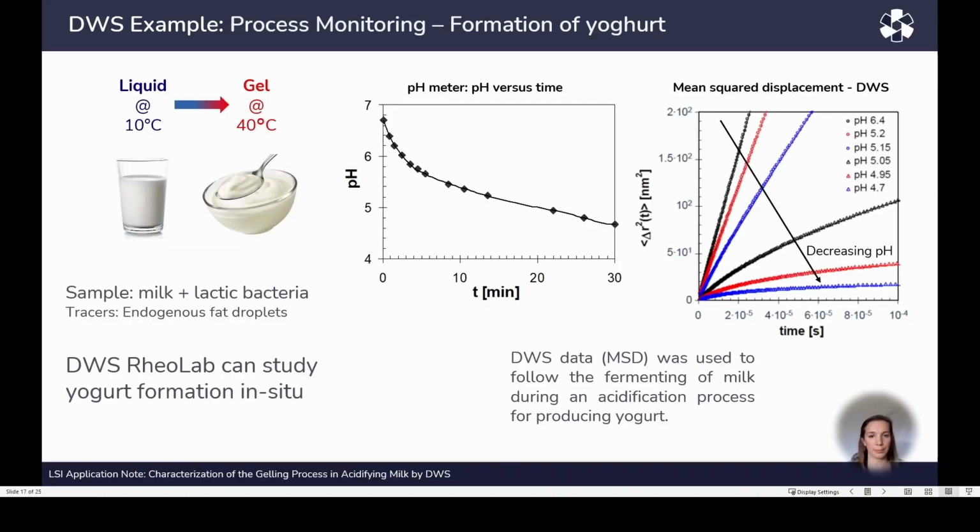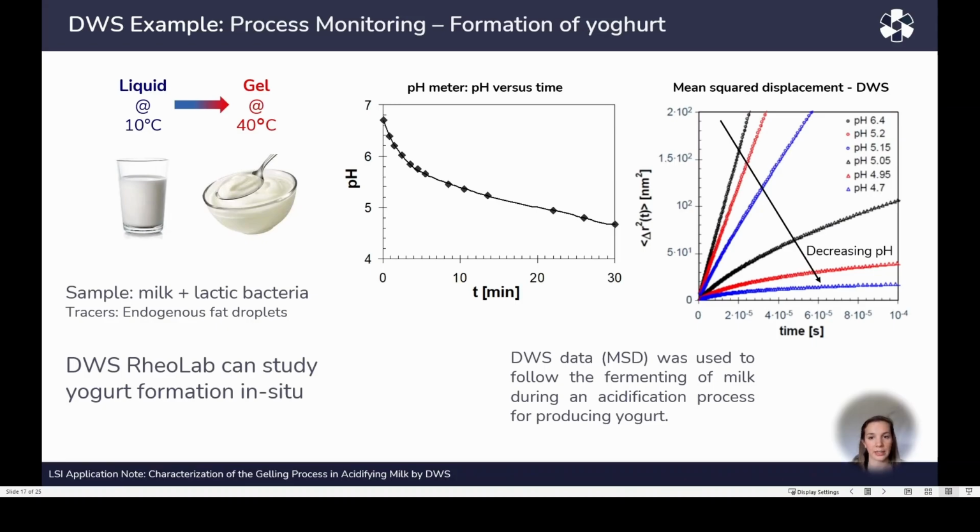This process has been studied by bulk rheology, but the method is too intrusive and not sensitive enough to study the fragile sol-gel transition. The mean square displacement is shown here at different pH values in the process of acidification. With DWS, you can see here the effect of the pH change becomes very apparent.